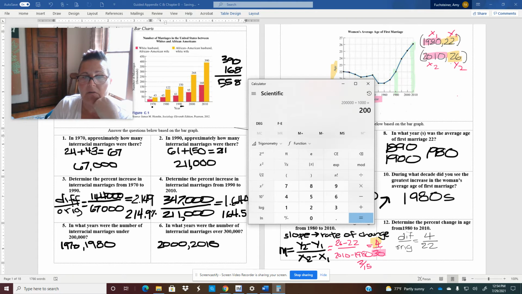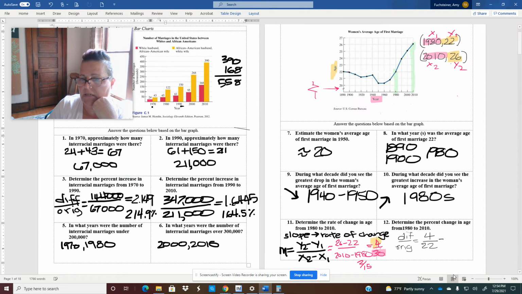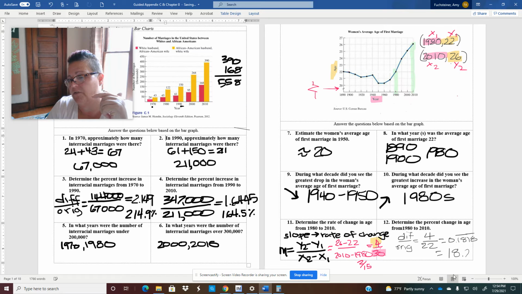And then I want to grab my calculator, and I want to do 4 divided by 22. And that gives me 0.18, repeating 18, so it's just 18 over and over again. To convert that to a percent, because they want the percent change, I'm going to multiply by 100. So that's going to give me 18.2, because that 8 will round it. So 18.2%. All right. Okay, next one.